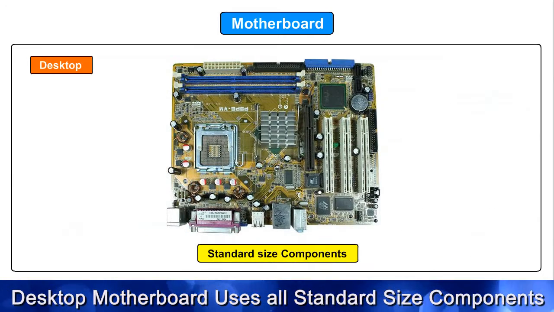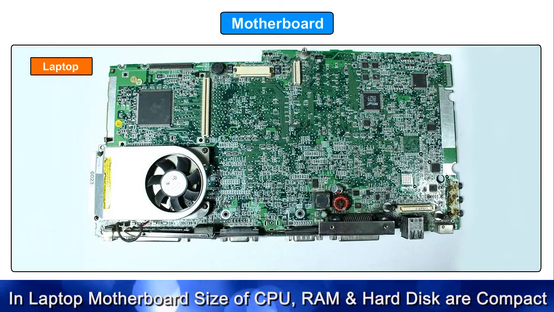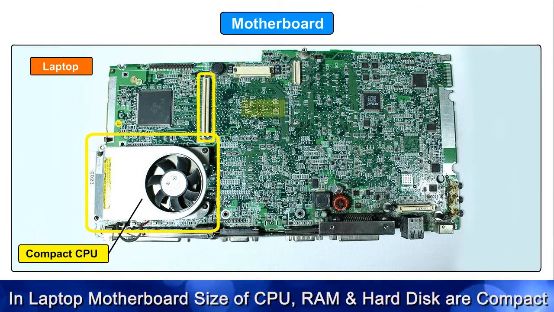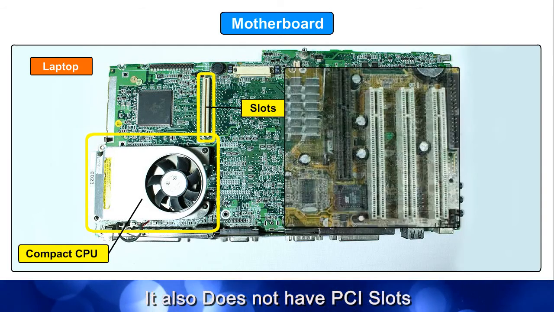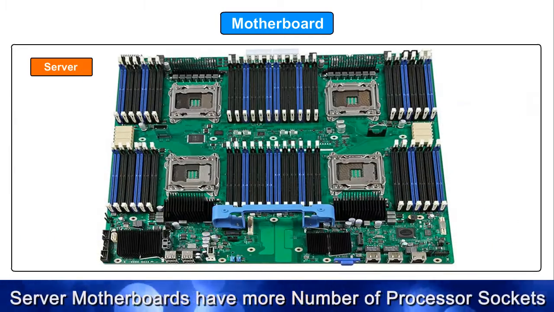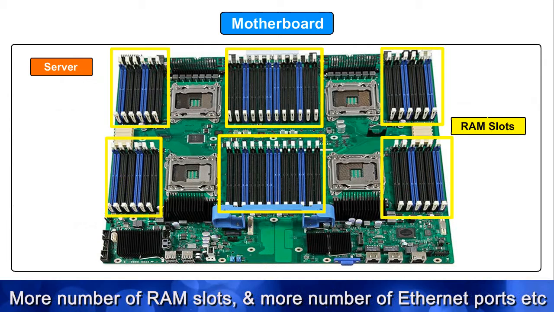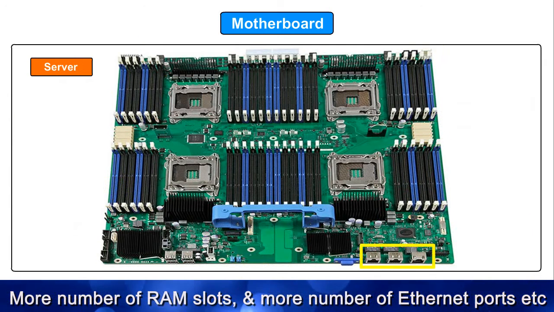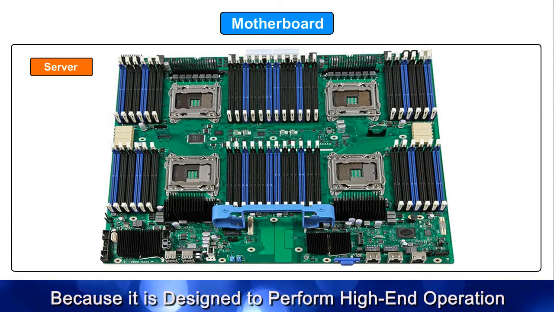Desktop motherboard uses all standard size components, whereas in laptop motherboard, size of CPU, RAM and hard disk are small or compact compared to desktop and server motherboard. It also does not have PCI slots. Server motherboards have more number of processor sockets, more number of RAM slots, and more number of Ethernet ports, etc. because it is designed to perform high-end operation.